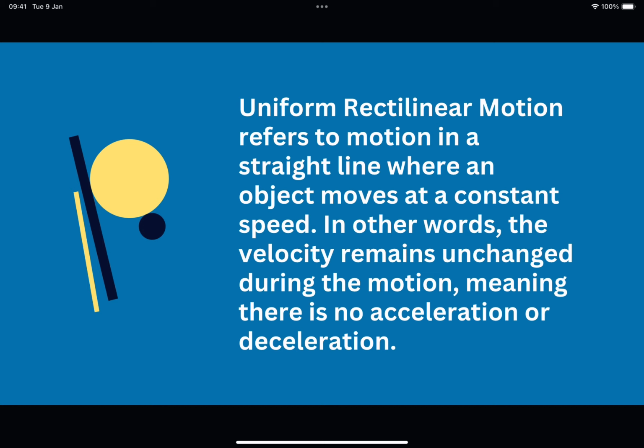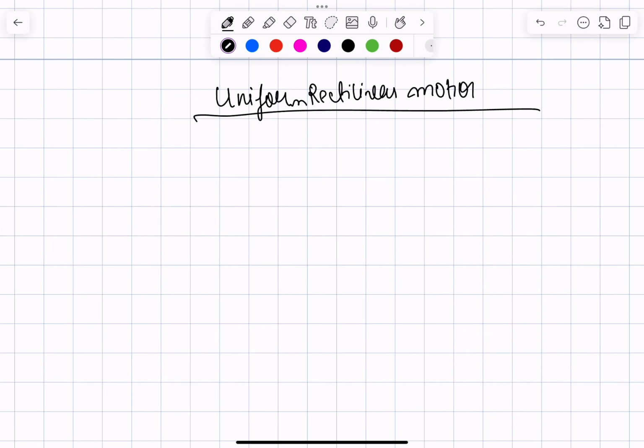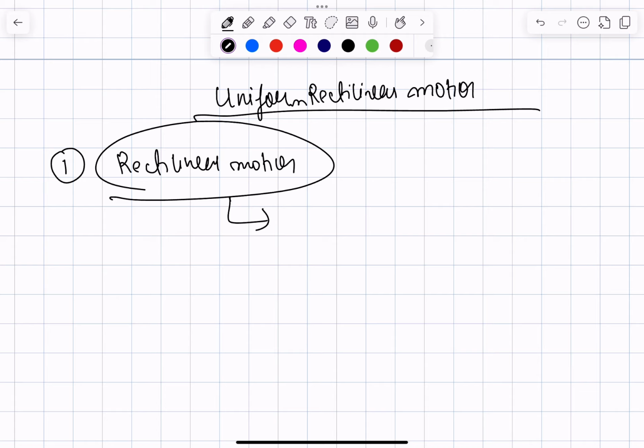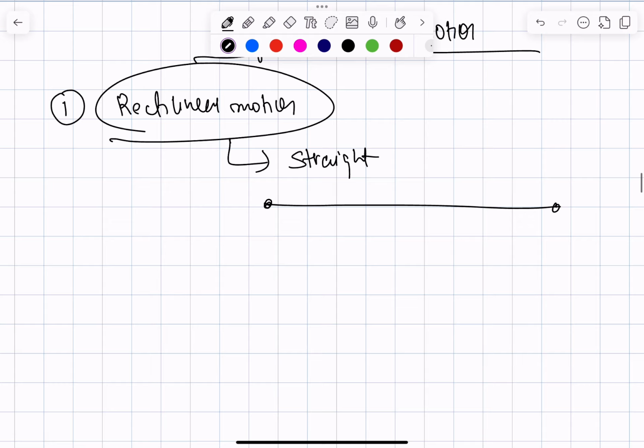Uniform rectilinear motion refers to a motion in a straight line where the object moves at a constant speed. We simply need to remember that rectilinear motion is linear motion, straight line motion. So a body will always move in a straight path. Wherever the word rectilinear comes, make sure that rectilinear means straight path. And today we are talking about uniform rectilinear motion.